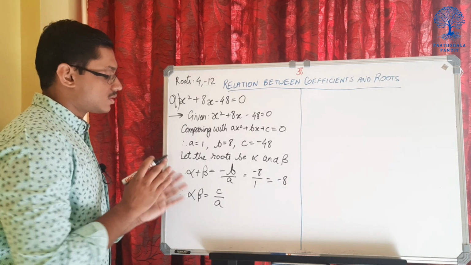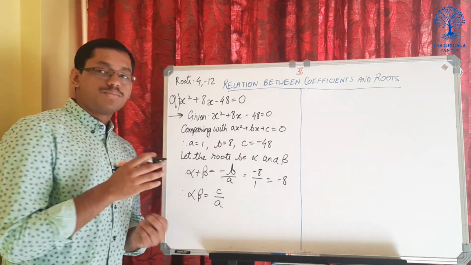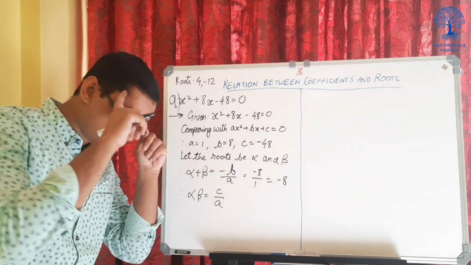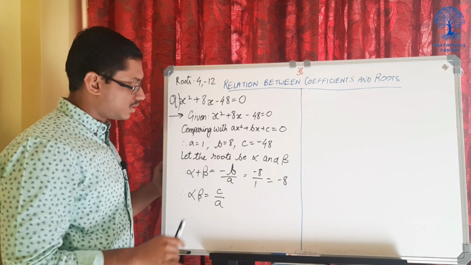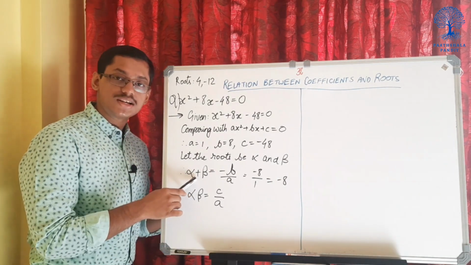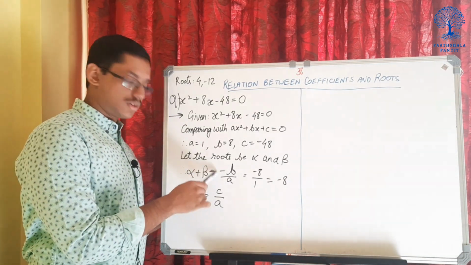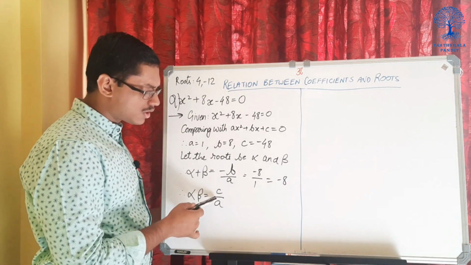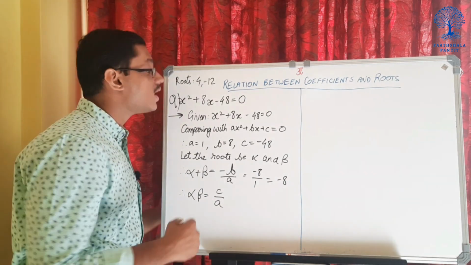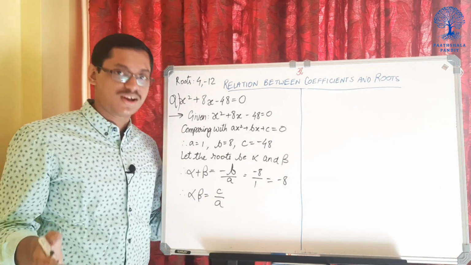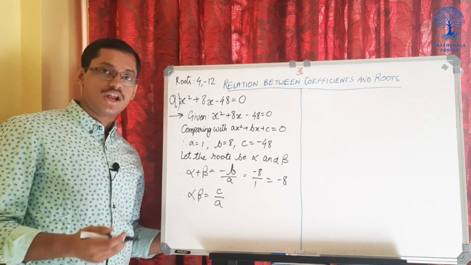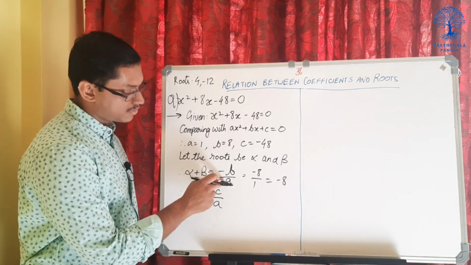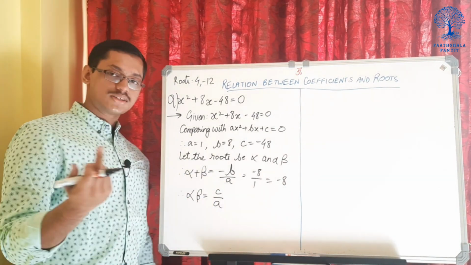Remember, sometimes students get confused. Alpha multiplied by beta is c by a, and alpha plus beta is minus b by a. Do not confuse like that. How can you remember? Like this: here a plus sign is given, so here a minus sign is given. Here nothing is given, so here also nothing is given. This is not the real logic, but to help you remember, it can be useful.